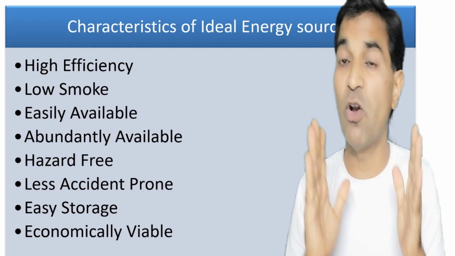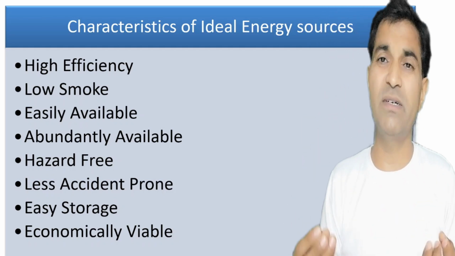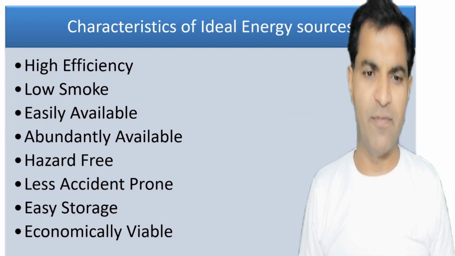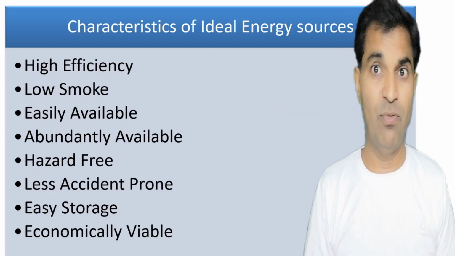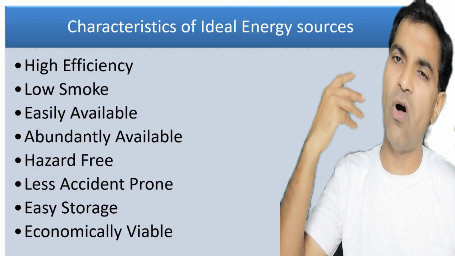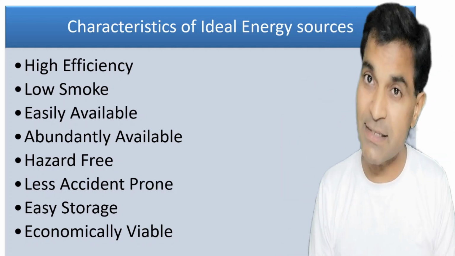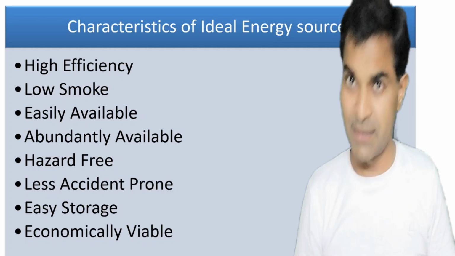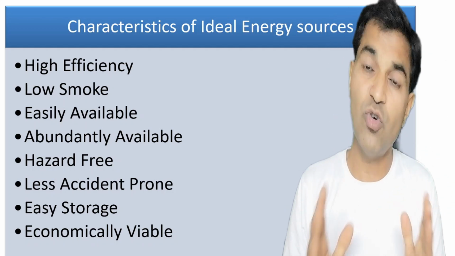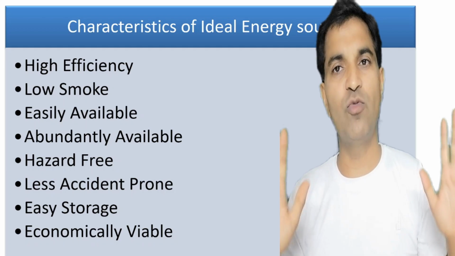Next, it should have low smoke so that it doesn't spread smoke everywhere. It should be easily available. For example, in a forest you will find lots of wood, but the same wood is not easily available in the deserts. So it should be abundantly available everywhere.